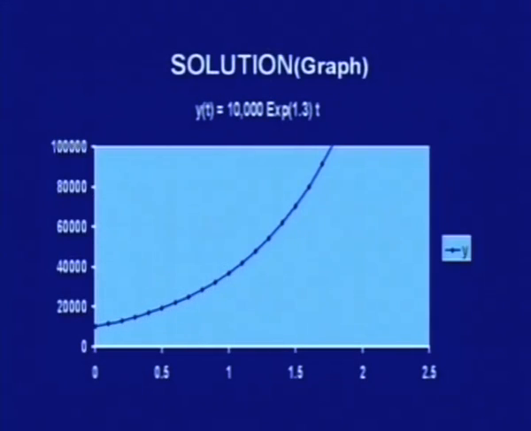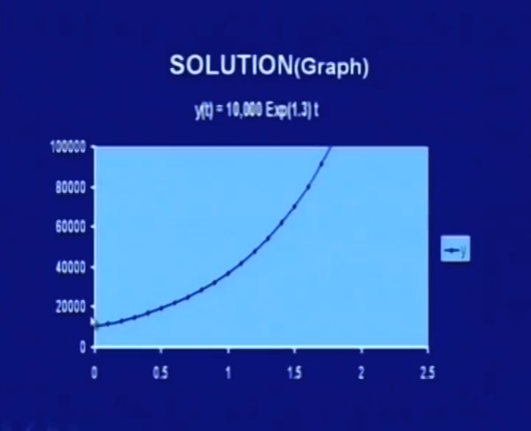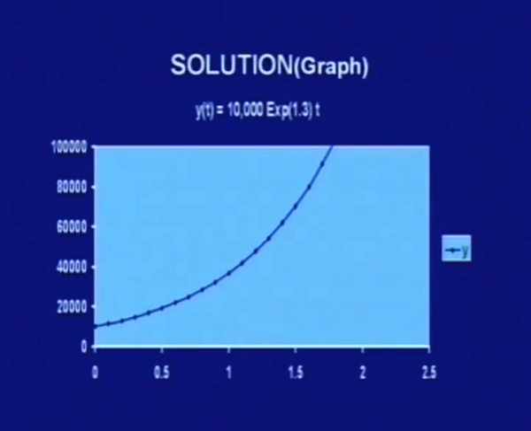Now, let us see this by the graph. We see that this is the graph of the function e to the power 1.3 t, and since initially we have started at the value 10,000, we see here in the graph that it is starting at 10,000. So, this is the solution of this one.